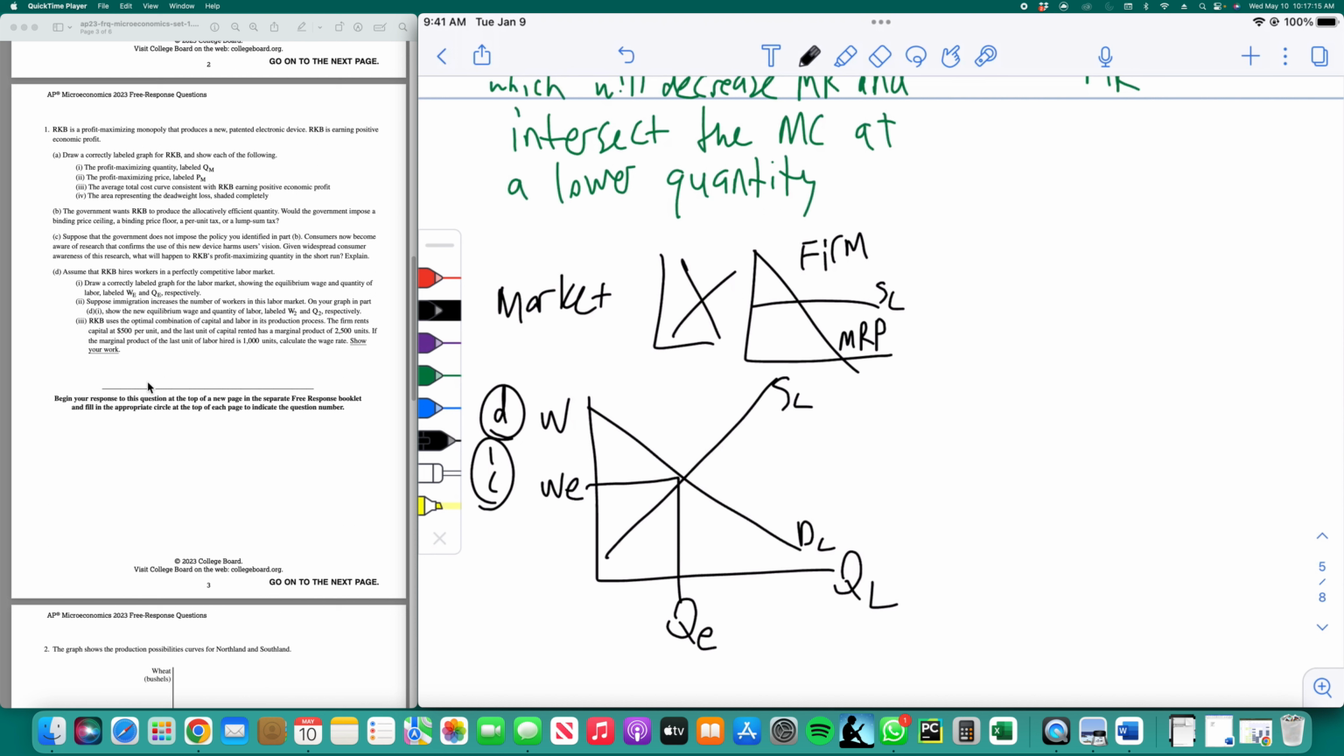Part II. Suppose immigration increases the number of workers in this labor market on your graph in part DI. So you do not need to draw a new graph. You just need to use the graph you did here. Show the new equilibrium wage and quantity of labor labeled W2, Q2.